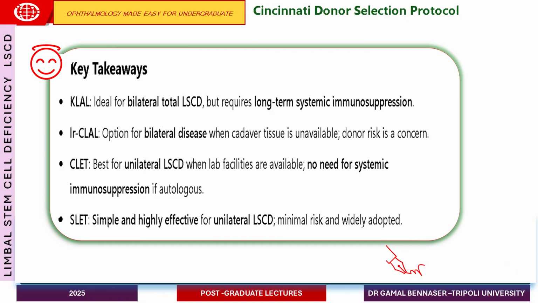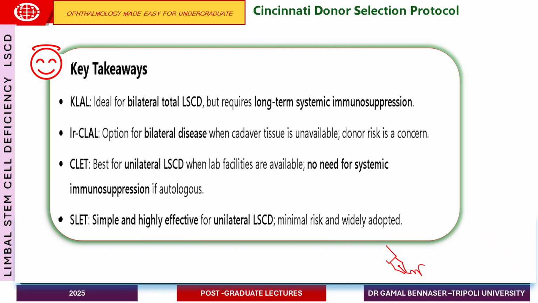So the take-home message that you have to keep in mind after our previous discussion is that keratolimbal allograft is ideal for bilateral total limbal stem cell disease, but requires long-term systemic immune suppression because this is a totally allogenic graft. However, living-related conjunctival limbal allograft is an option for bilateral disease when cadaveric tissue is not available and the donor risk is a concern.